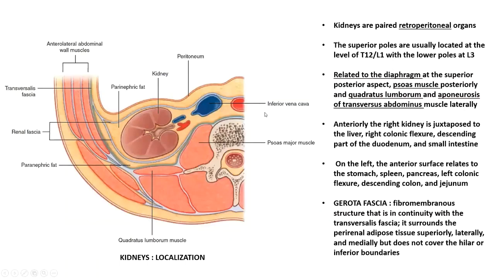Now, coming to the localization of the kidney, we already know that the kidneys are paired and retroperitoneal in location. The superior poles are situated at the level of T12 and L1, while the lower pole is at the level of L3.